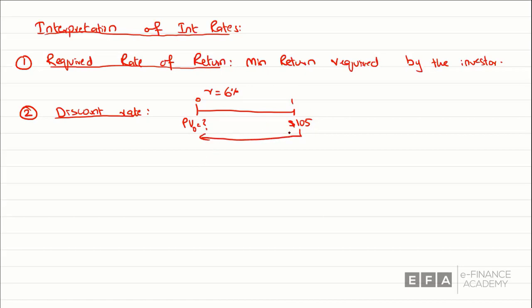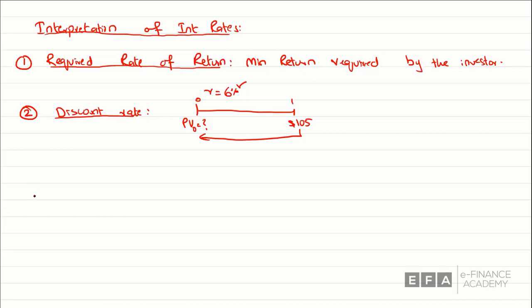In other words, all we would do is we'll take the 105, which is future value, and discount it at 6% to arrive at the present value. So in this case, the rate of return is called discount rate because we use it to discount the future value to arrive at our present value. And hence it is called discount rate. Commonly, the required rate of return and the term discount rate are often used interchangeably.